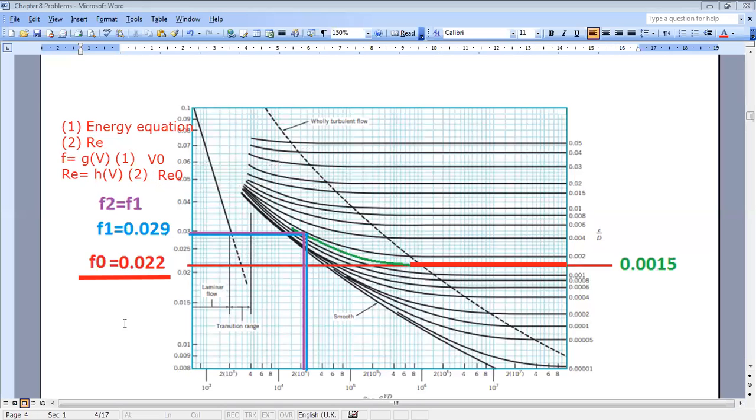Okay, now what I should do, I should check if V0 and Reynolds 0 will correspond really to F0 or not. How can I do this? I already have epsilon over d, and now I calculated my new Reynolds number. So if now I know two parameters, epsilon over d and Reynolds, how can I find a new value of F? I can find it from the Moody chart. So here, if you perform your calculation, I will show you how they did it here in the solution.